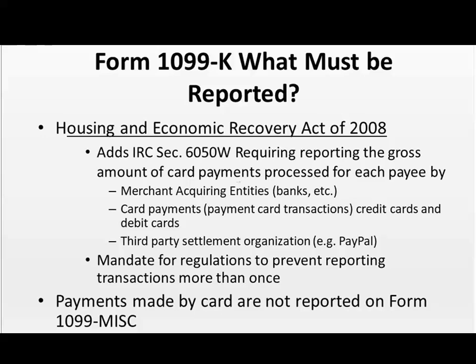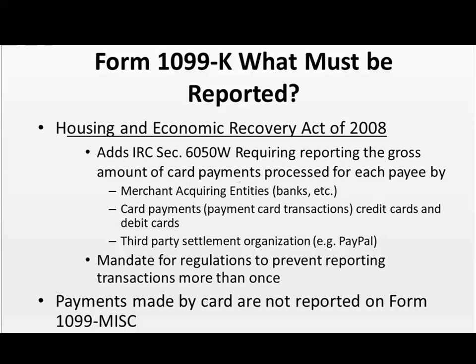It also covers third-party settlement organizations such as PayPal, and because PayPal processes a lot of non-business transactions as well, they have a filing threshold, so I believe it's $200,000 or 200 transactions, whichever comes first, and they need to send a 1099-K as well. They presume that it's a business if they're receiving large amounts and large numbers of transactions.